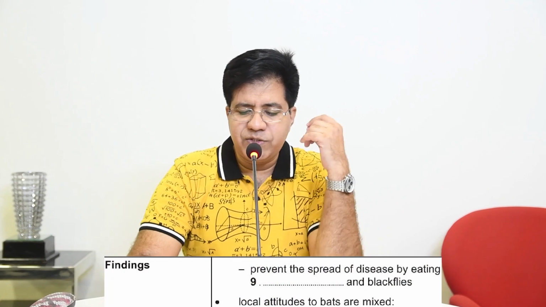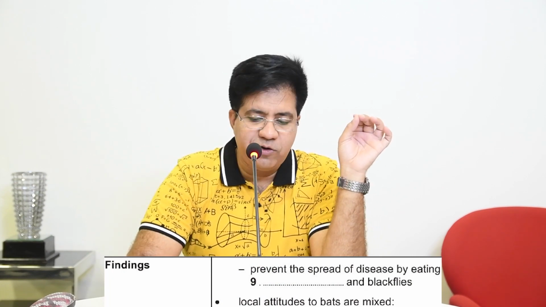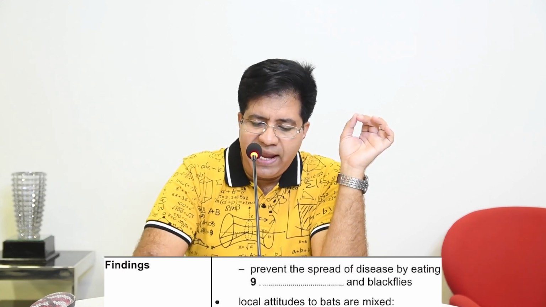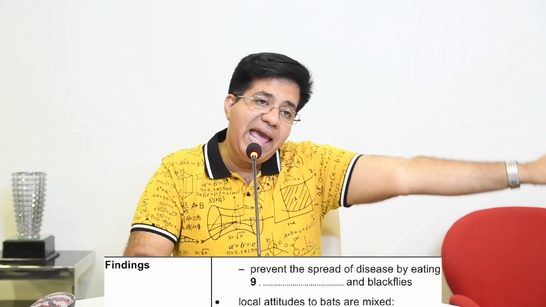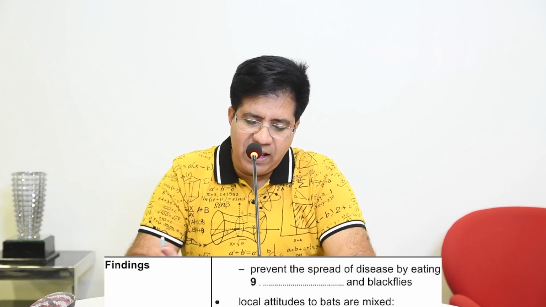Question number 9, please. Prevent, now these are the findings and answers are in sequence. Prevent the spread of disease by eating dash and black flies. So answer will come with black flies. They eat black flies and dash. Look for black flies.